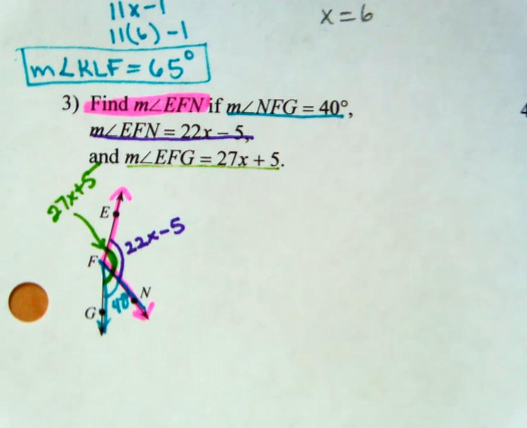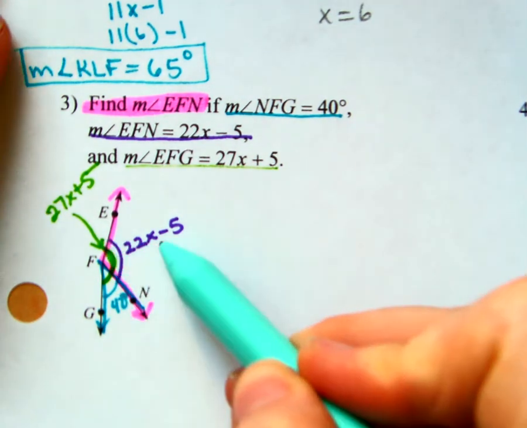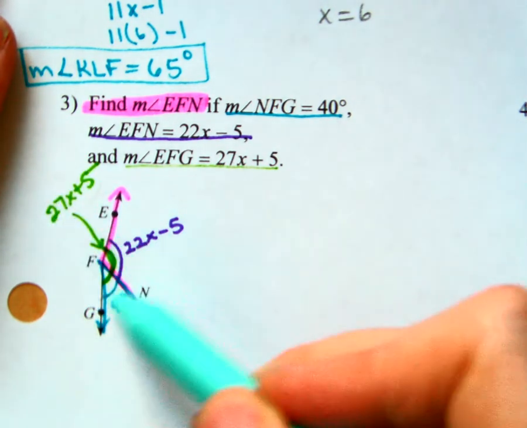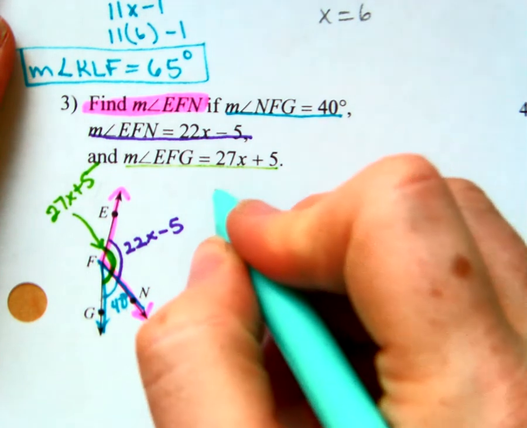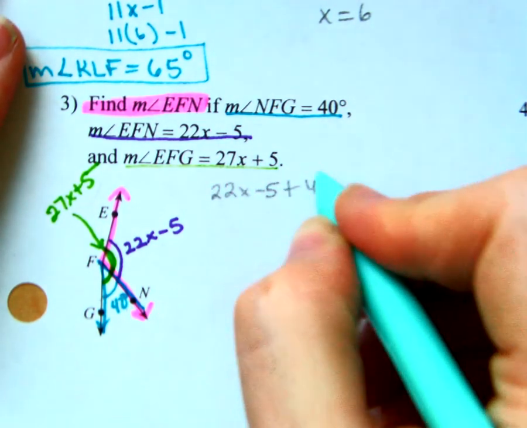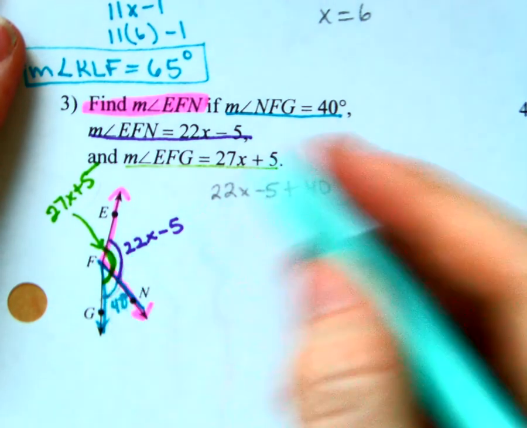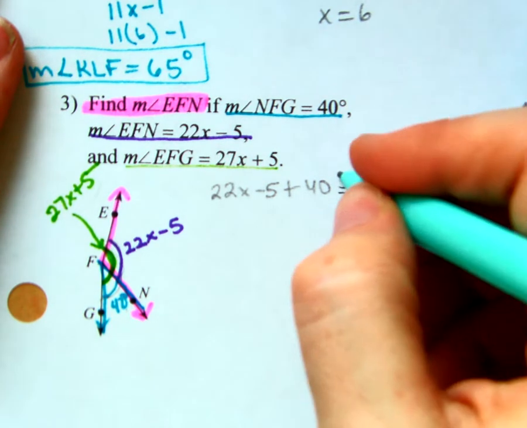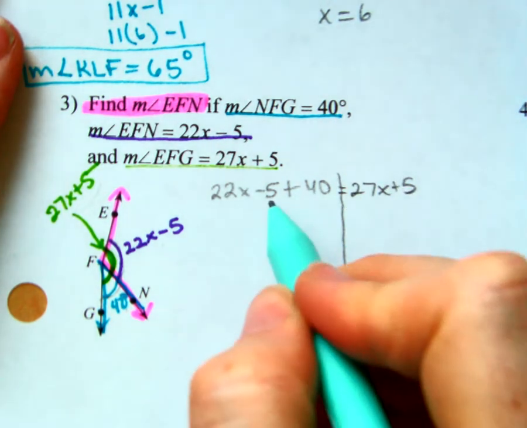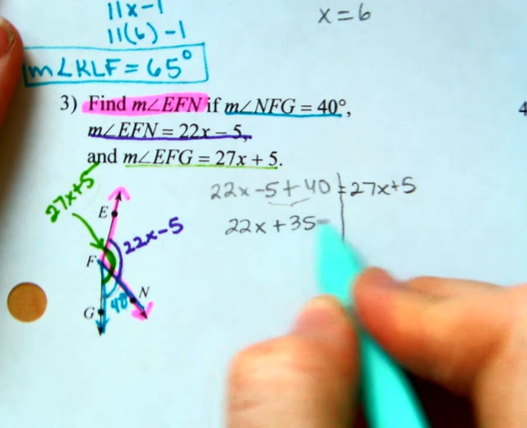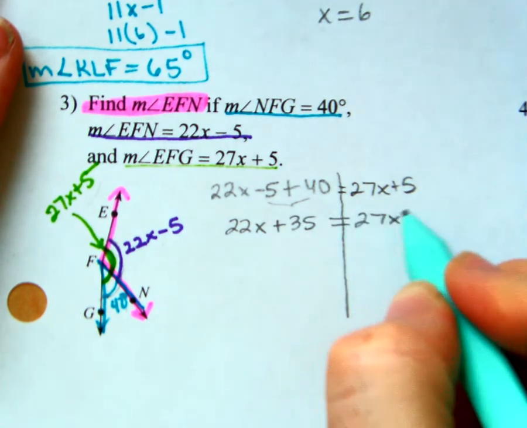So let me get my pencil. We have part, which is 22x minus 5, and part, which is 40, is equal to whole, which is the green angle, 27x plus 5. So we set it up 22x minus 5 plus 40. So part plus part is equal to whole, 27x plus 5. Then we're going to solve this. So we can combine these two. We get 22x plus 35 is equal to 27x plus 5.